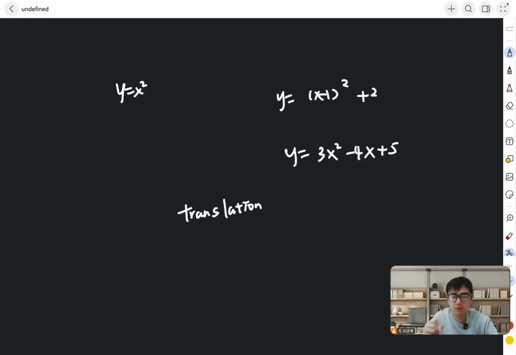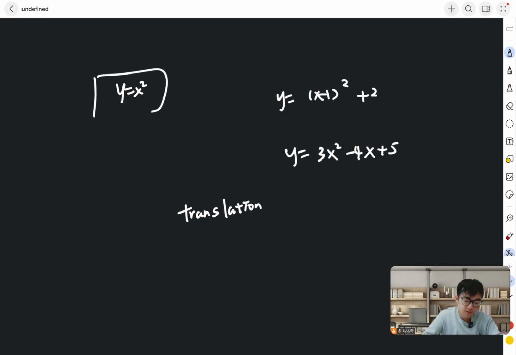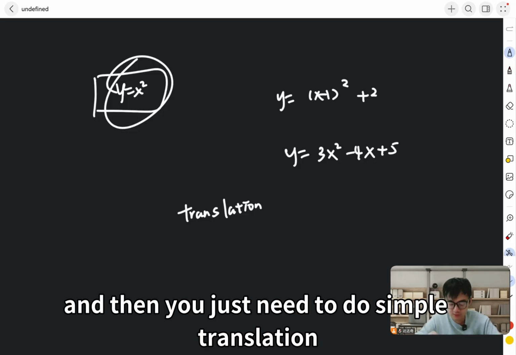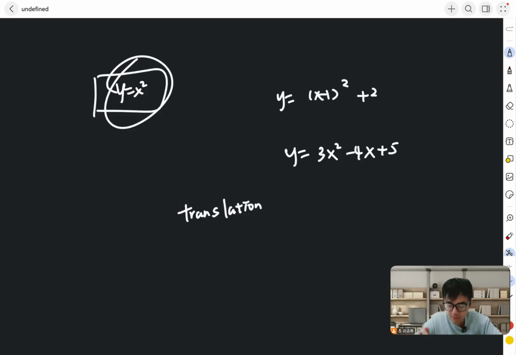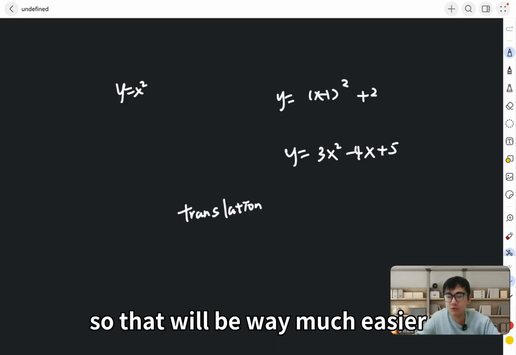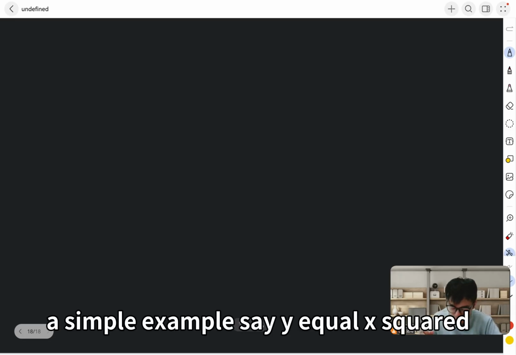You understand the very basic parabola, y equal x squared, and then you just need to do simple translation, dilation, rotation, and you can get other shapes of the parabolas. So that will be way much easier. Let's just take a simple example.